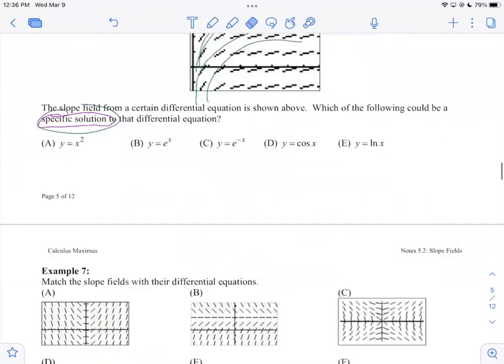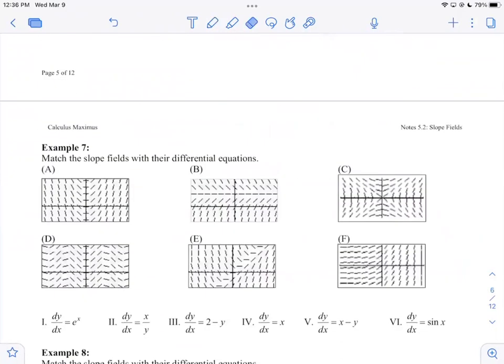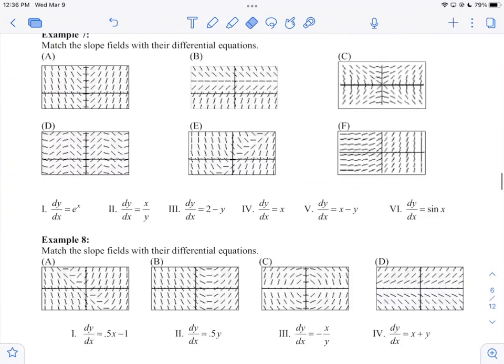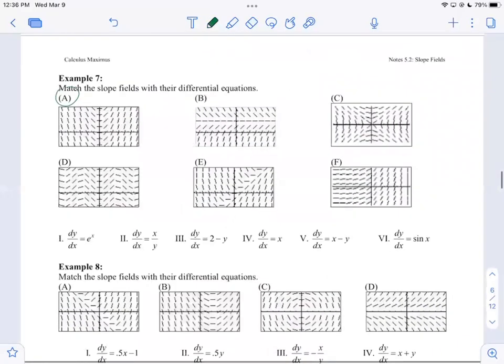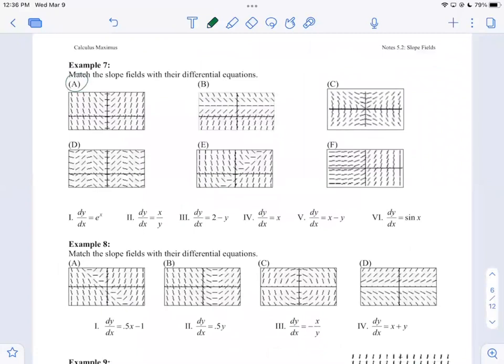Okay, great. Now, here's the other type of question. Instead of being asked to match to the general solution using your knowledge of parent functions, this is the more fun one. Match it to the differential equation that generated it. Okay? So let's look at it. We'll do it both ways. Let's start with A and try to match it to one of the equations, all right?